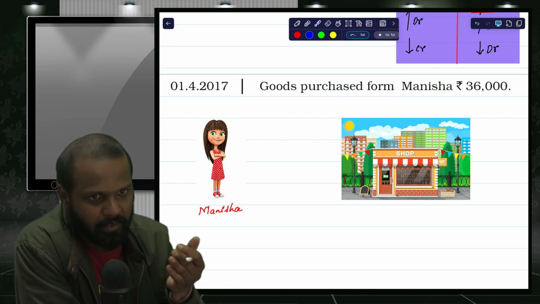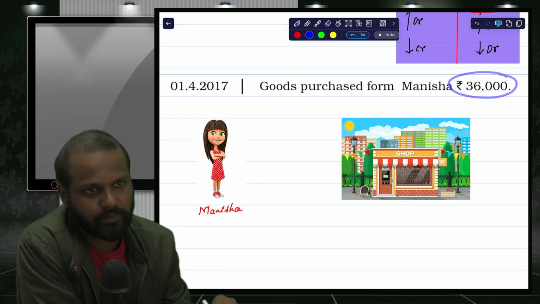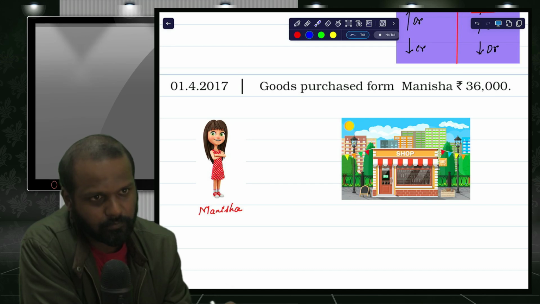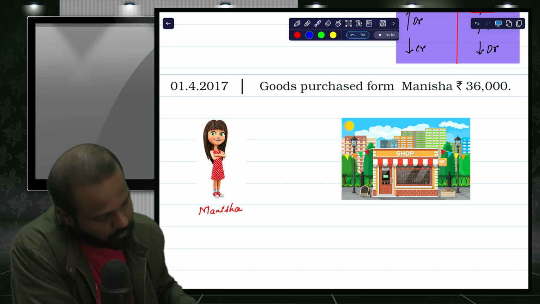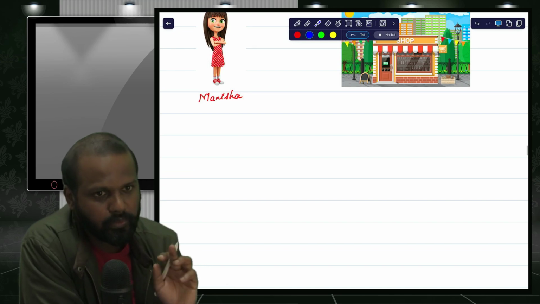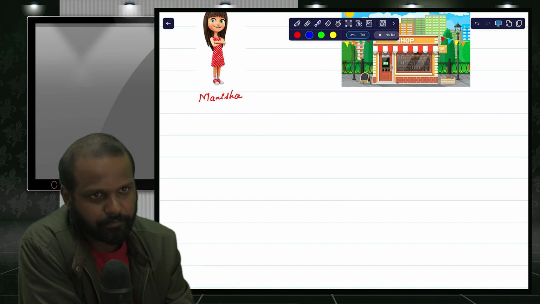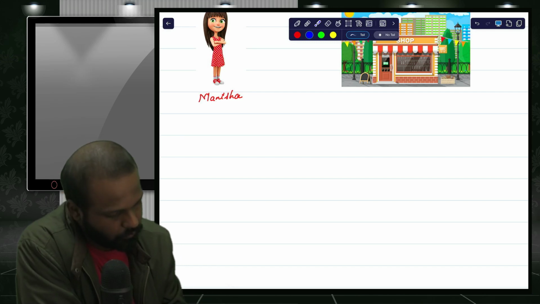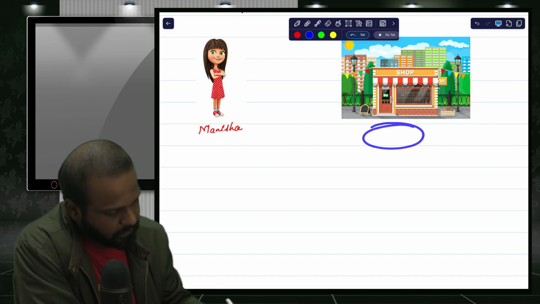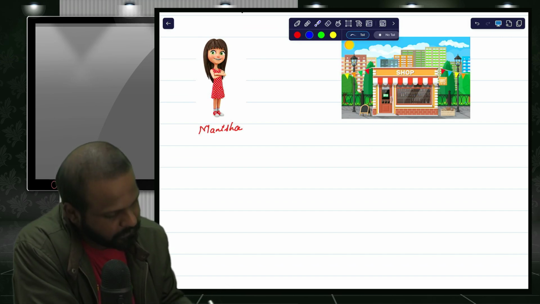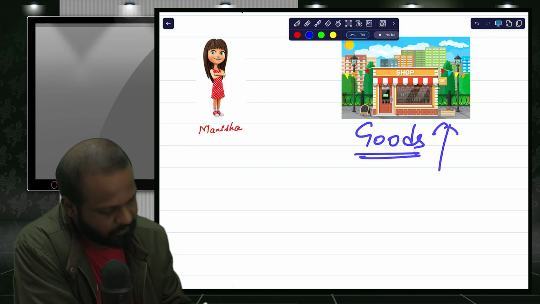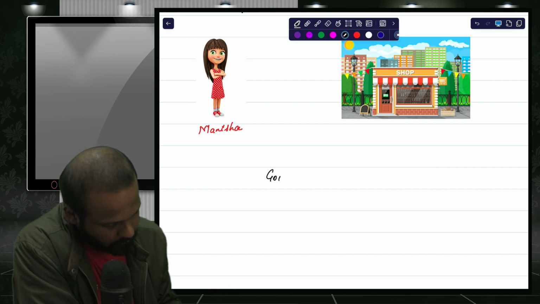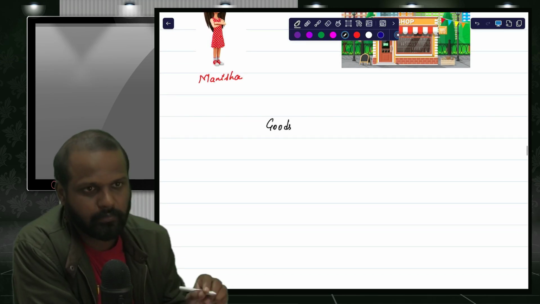We have not paid the money. We are going to pay the money in future. How much amount? 36,000. Again, for this we'll find what two things are changing in the business. First, think from business point of view. Always think from business point of view. If you purchase the goods, goods will come into the business. Goods will increase in the business. So first thing is what? Goods.